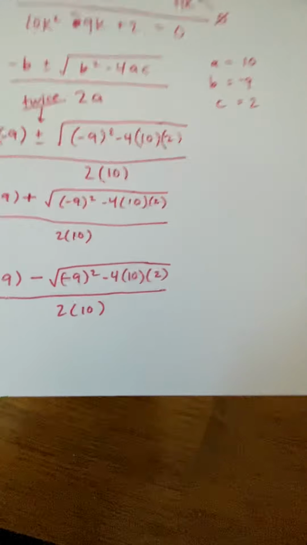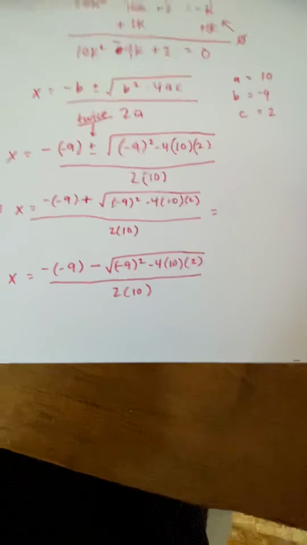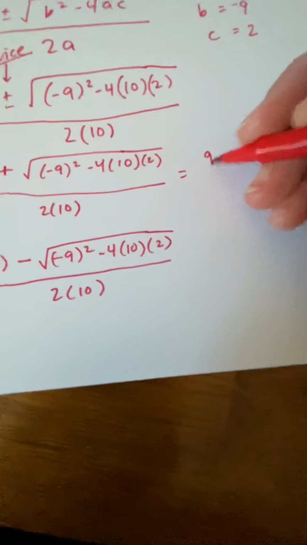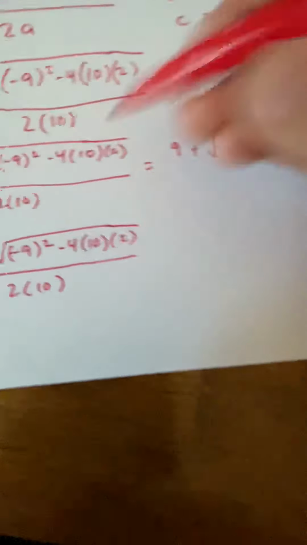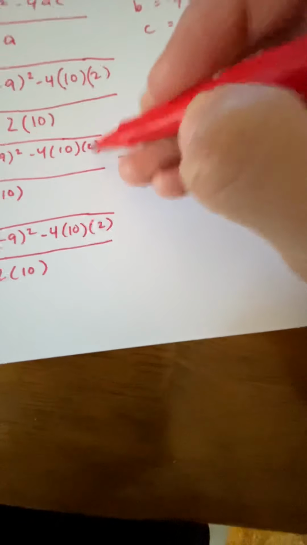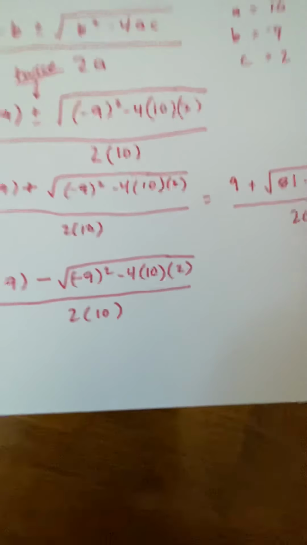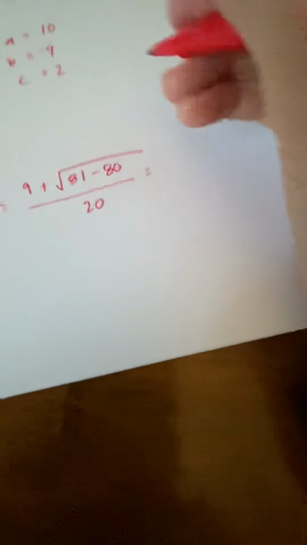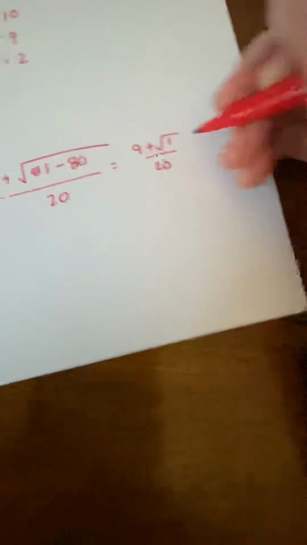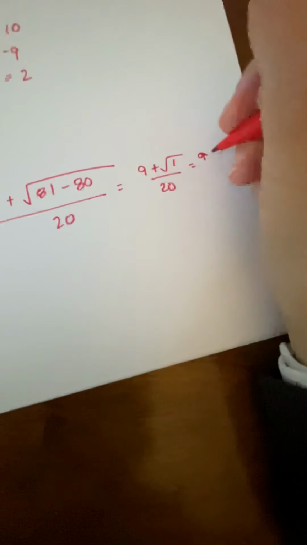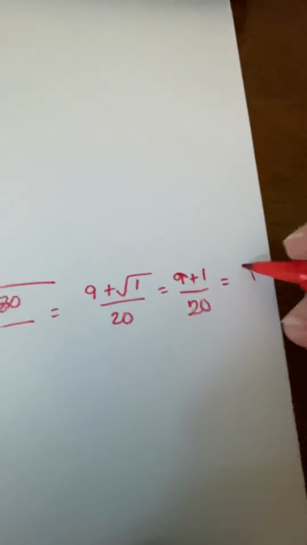Now, if you don't have a calculator or you just get some sort of satisfaction from actually doing math, you can just simplify this. So the opposite of -9 is just 9, plus the square root of -9 squared, which is 81, minus 4 times 10 times 2, which is 80, over 2 times 10, which is 20. So now I have to simplify under the radical. So I have 9 plus the square root of 1 over 20. Of course, the square root of 1 is 1. So 9 plus 1 is 10.